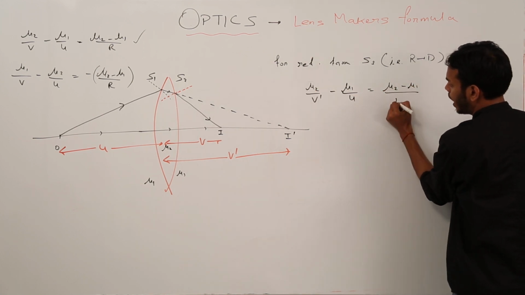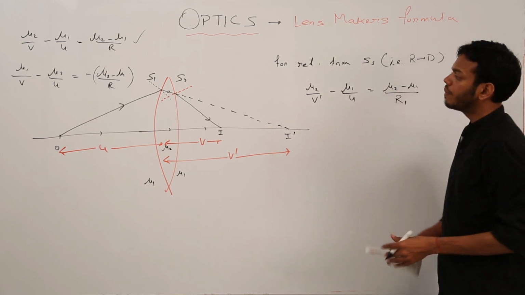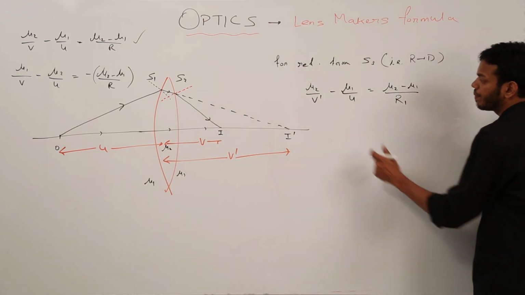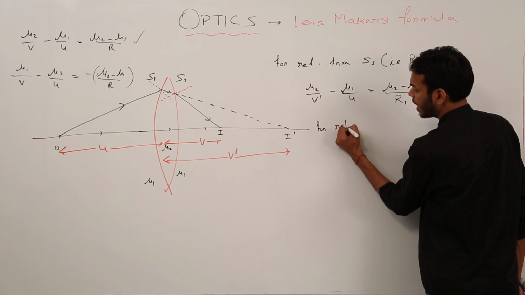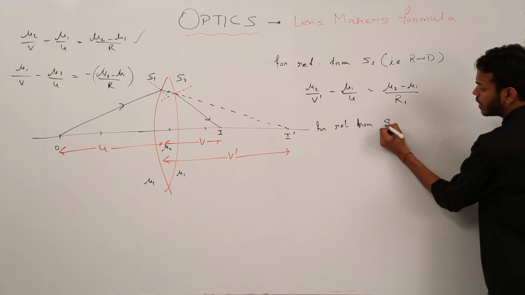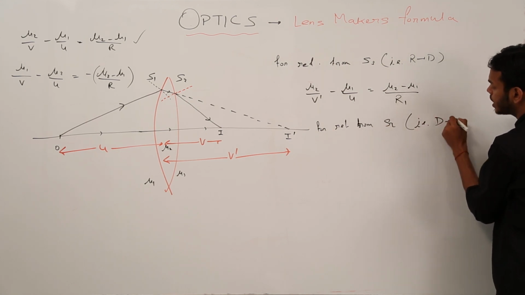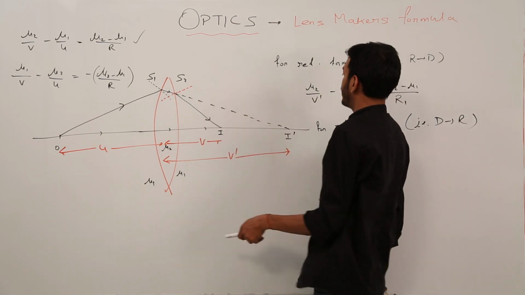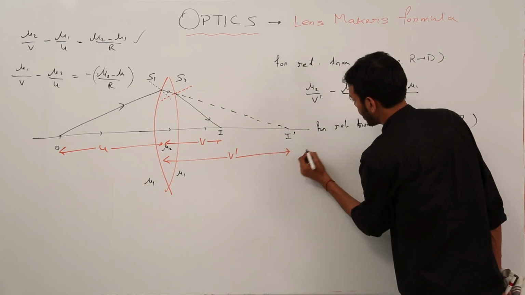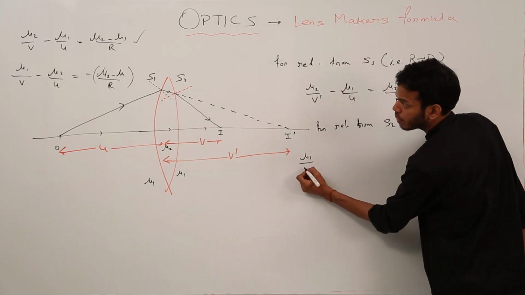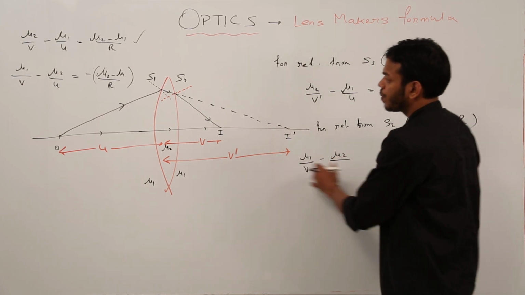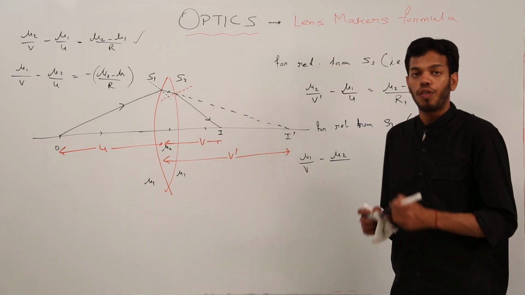is equal to mu2 minus mu1 over r1, because there is a possibility that both surfaces have different radii of curvature, so that is why r1. Then for refraction from surface 2, that is denser to rarer, for this surface, this equation gets transformed into this. So I am writing mu1 upon v minus mu2 upon, what is the object distance? u. What is the object distance for the second surface?